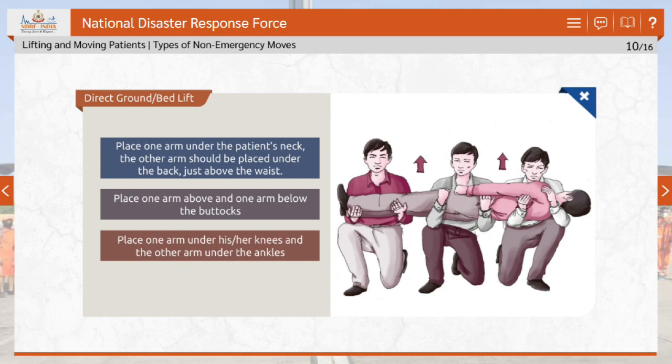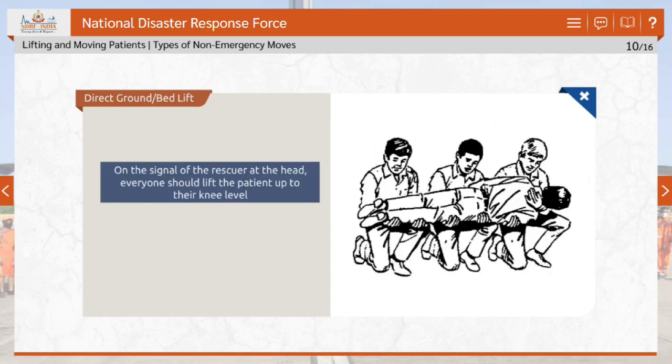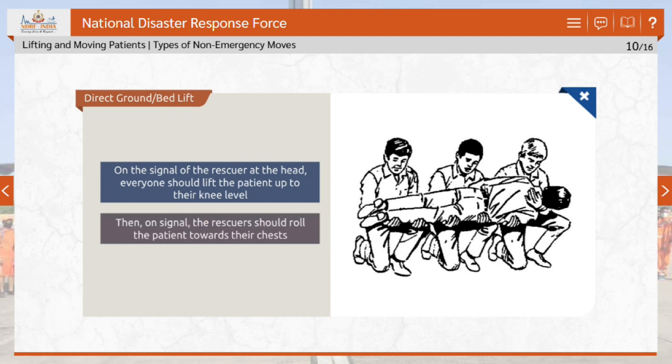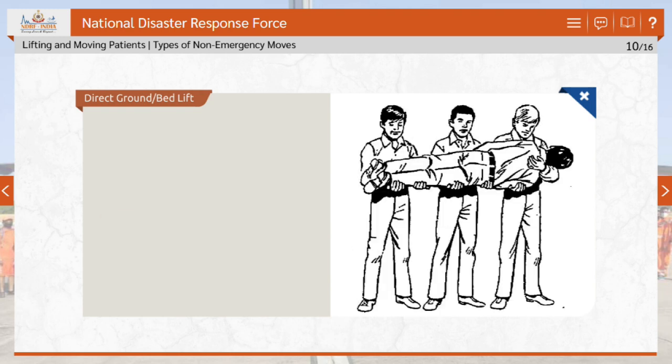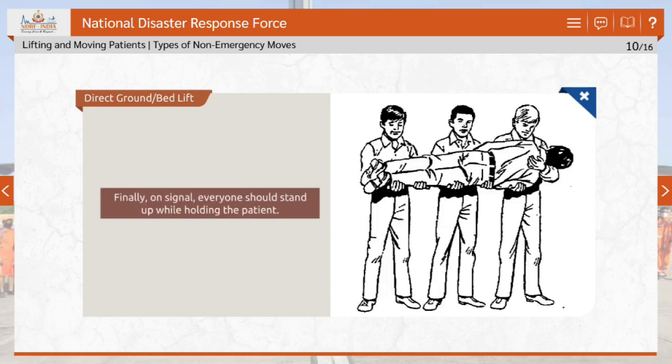First, on the signal of the rescuer at the head, everyone should lift the patient up to their knee level. Then, on signal, the rescuers should roll the patient towards their chests. Finally, on signal, everyone should stand up while holding the patient. You can now move him or her, reversing the process when it is time to place the patient back in a supine position.